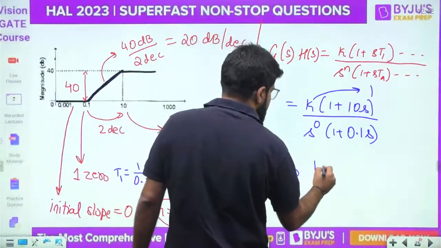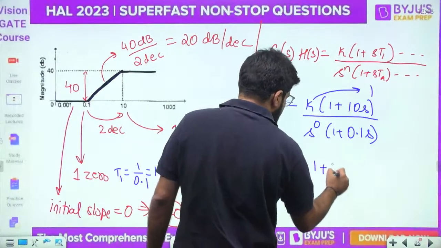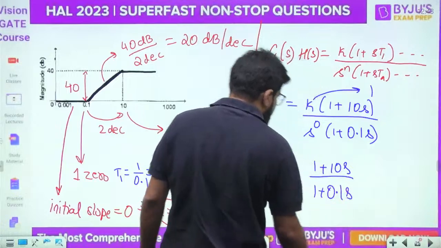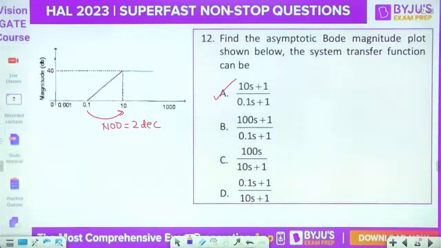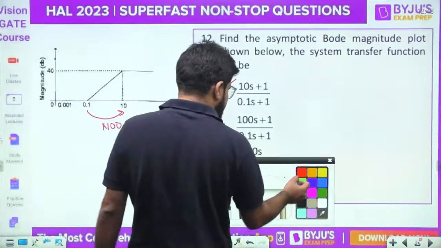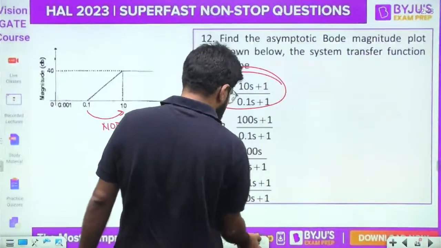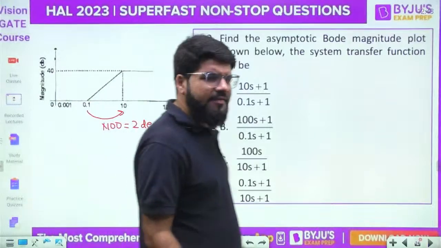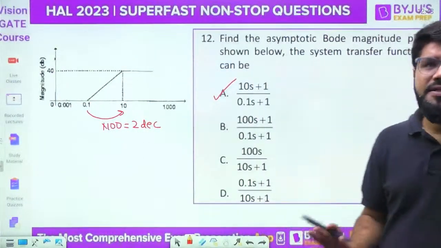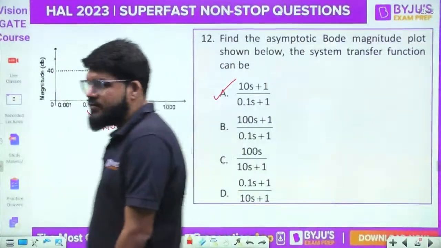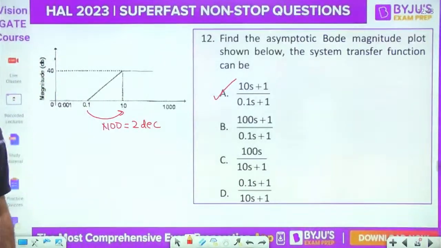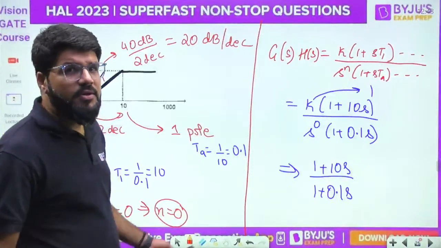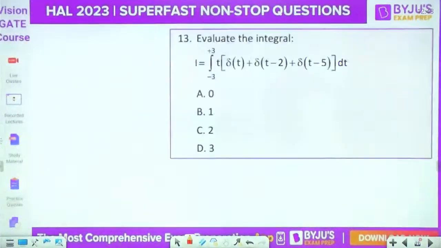So the final answer is simply 1 plus 10s divided by 1 plus 0.1s. Option number A is correct. Just to verify, calculate it. Otherwise, the option itself is sufficient to say that the answer is A. K is 1, correct. K is 1 only. Yes, Bhanu, the correct answer. Okay, moving ahead to the next.